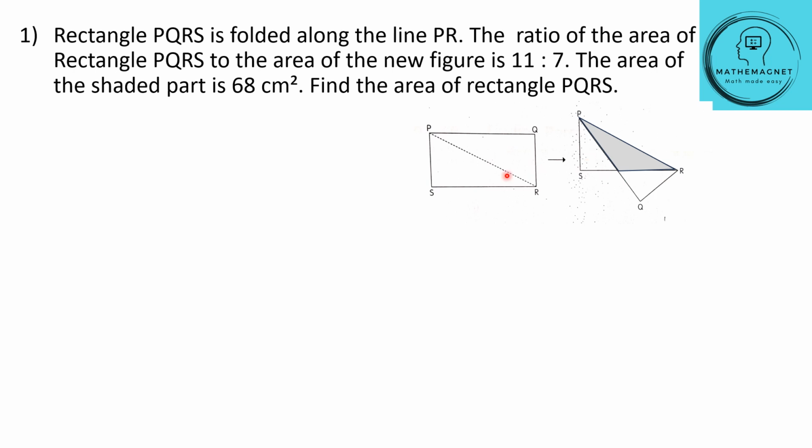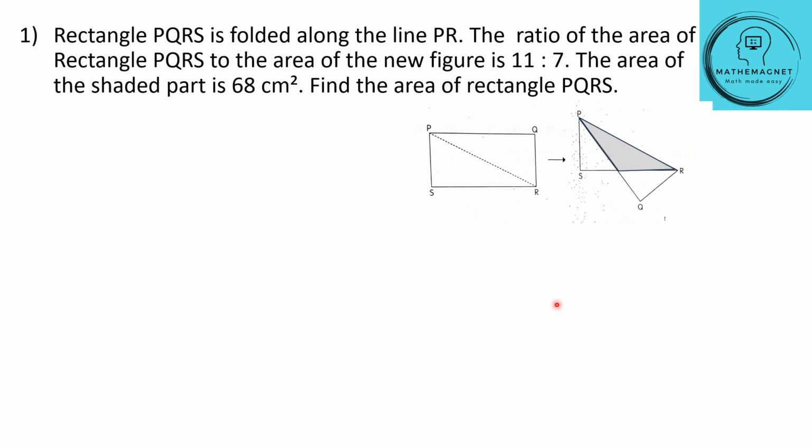So now we know this entire rectangle is 11 units and this new image is 7 units, which means there is a reduction in area in this image. That area difference is basically the space lying beneath this particular triangle, the PRO triangle. Now that triangle space is also equal to PRO triangle, so we know the shaded portion area is 68 centimeter square.